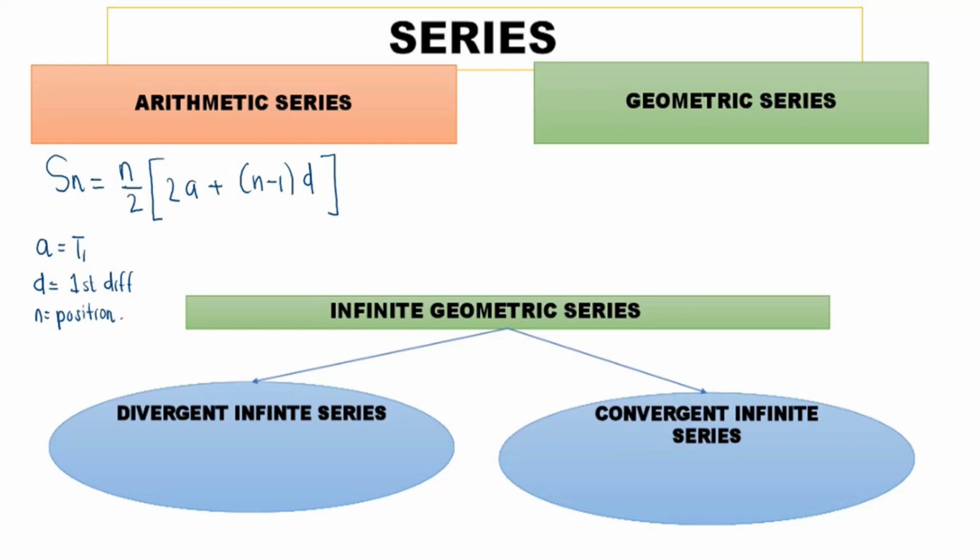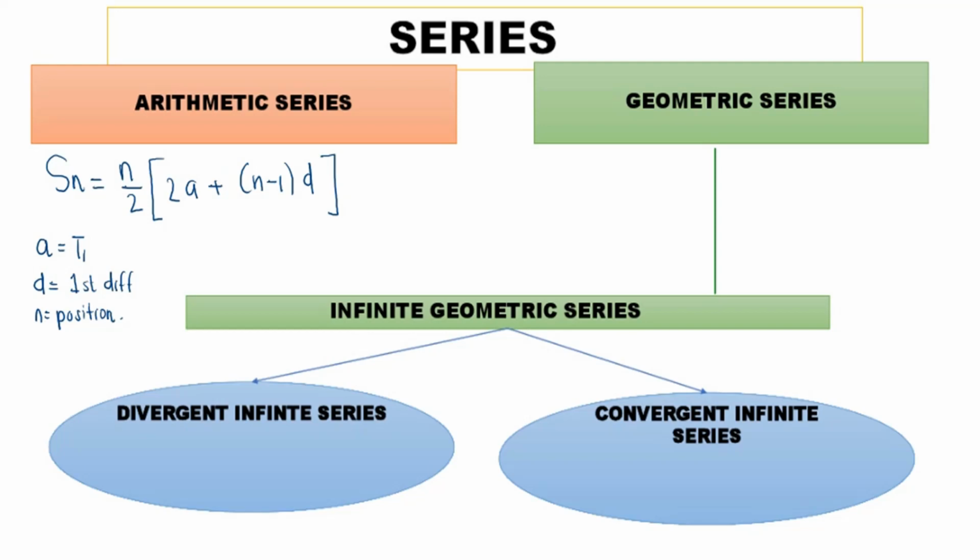When you're given a geometric series and you're required to get the sum of that geometric series, there are two equations that you can use. So I'm going to split this geometric series part into two. What determines the equation that you're supposed to use to get the sum of a geometric series? It is the value of your common ratio.